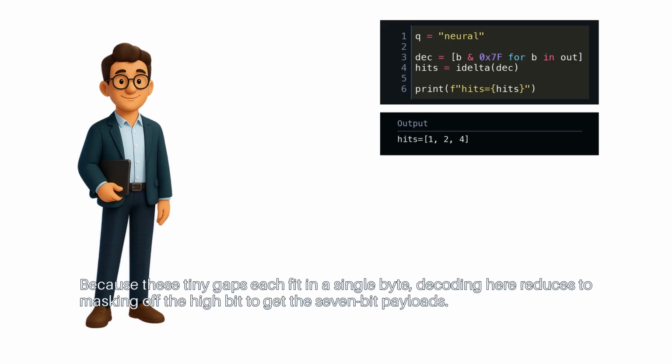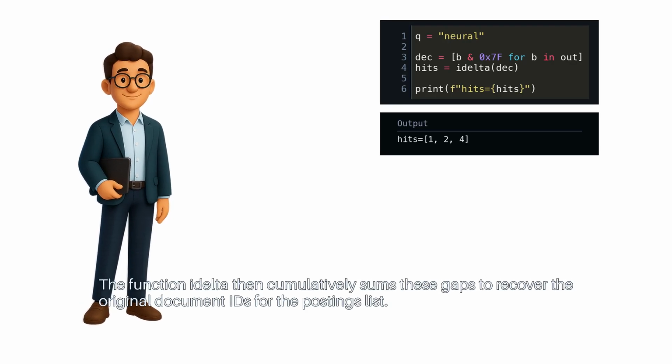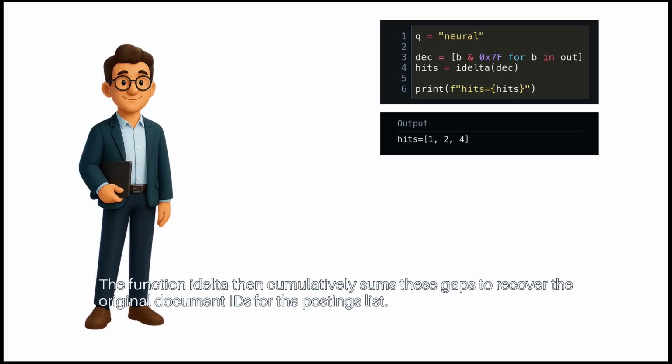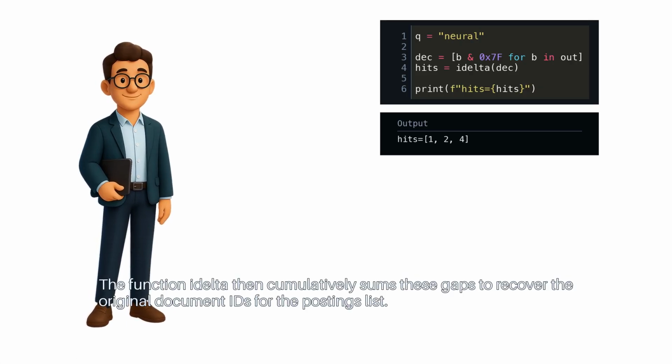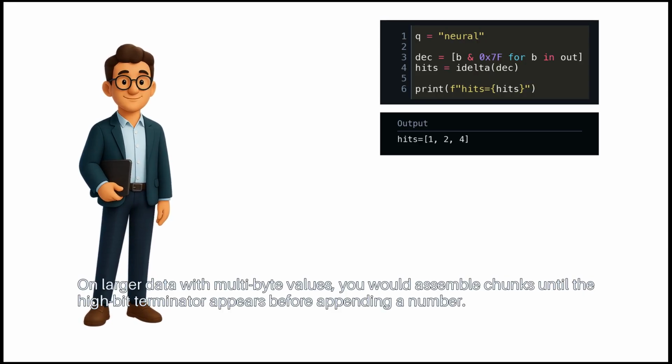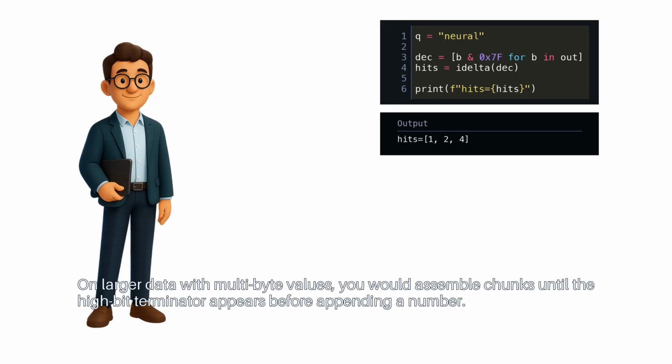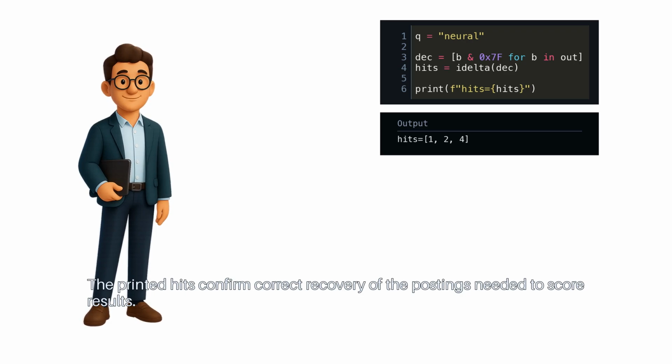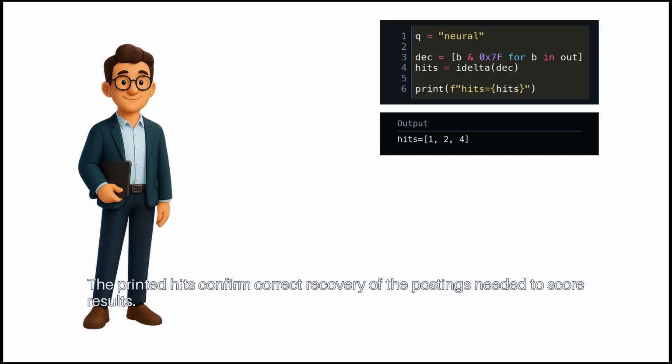The function iDelta then cumulatively sums these gaps to recover the original document IDs for the postings list. On larger data with multi-byte values, you would assemble chunks until the high bit terminator appears before appending a number. The printed hits confirm correct recovery of the postings needed to score results.